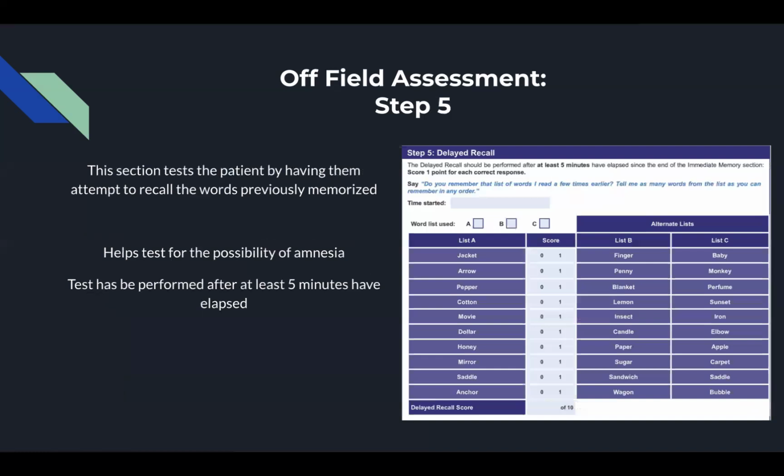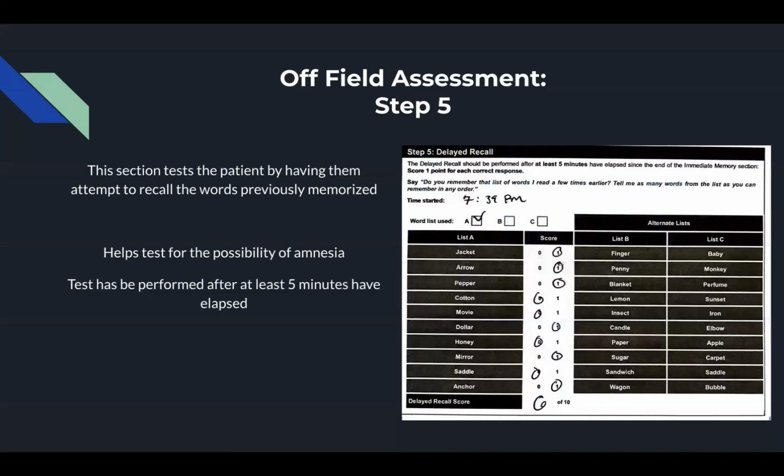Off-field assessment, step 5. Delayed recall. This section tests the patient by having them attempt to recall the words that have previously been memorized. As you can see, the time started should be indicated, and also the list that was previously used.